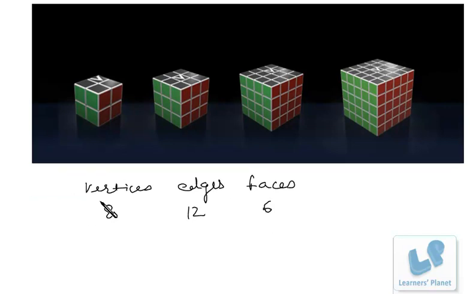All 3D figures, not just a cube, maintain a relationship, that is vertices plus faces is equal to edges plus 2. That is 8 plus 6, that is 14, and this is 12 plus 2, that's 14. So this is an important relationship, and you must know vertices, edges and faces. Particularly in this session we'll be discussing more about faces.